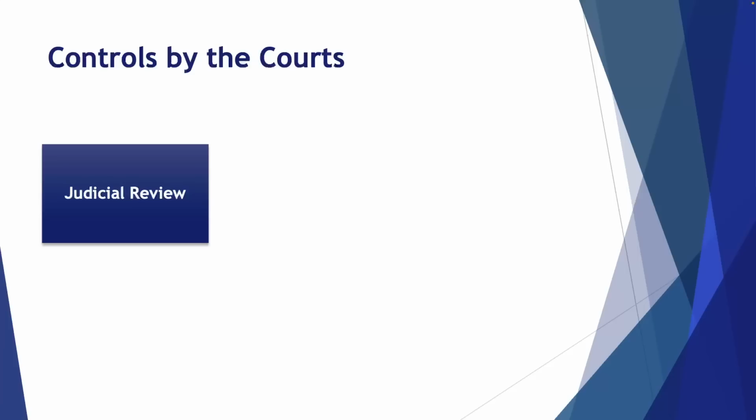This is based on a principle known as the ultra vires doctrine, meaning, in translation, beyond one's powers. And if delegated legislation is found to have exceeded this authority that was given by Parliament, then the courts can declare it to be invalid.